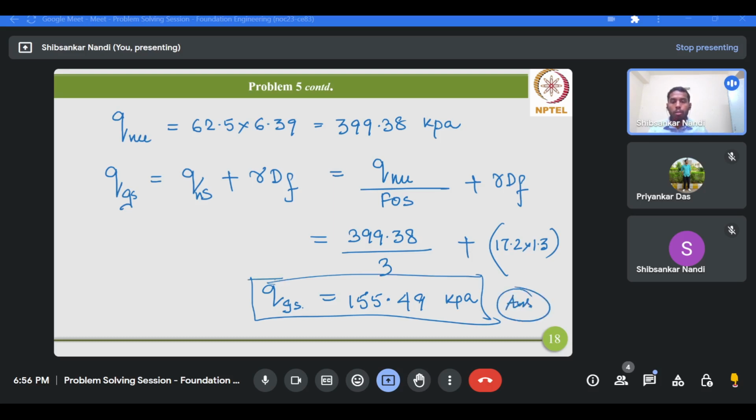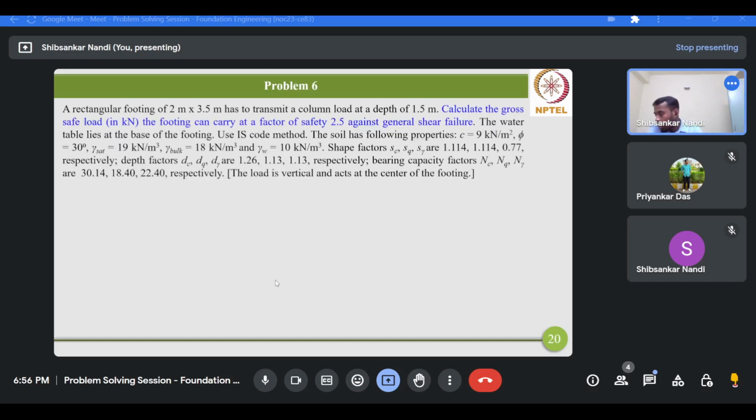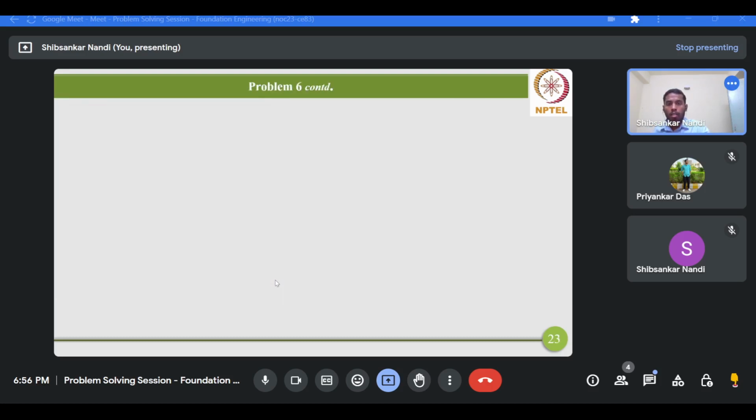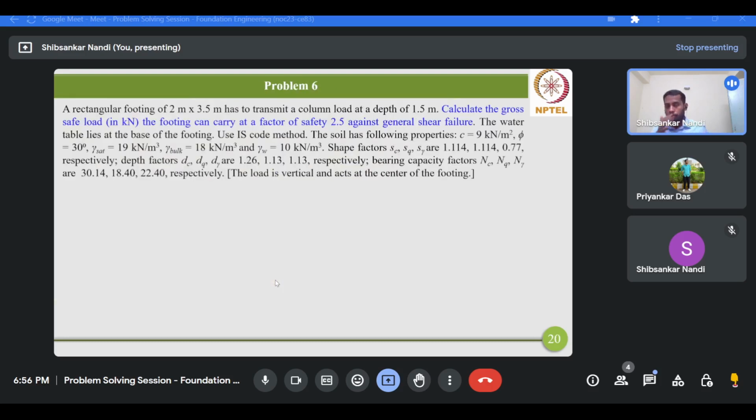Okay, so this is how to utilize Skempton's analysis for a purely cohesive deposit to calculate the gross safe bearing capacity, through the problem that we have done. Okay, so I hope so. For this session, time will not permit solving the remaining problems. There are 2 more problems pending. So first of all, we'll read the problem statement very quickly, and we'll leave these problems as homework.